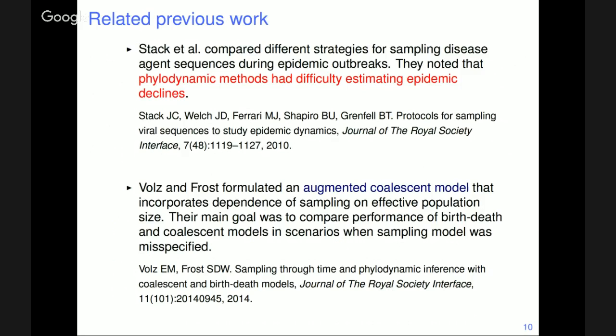Should we sample just uniformly across time? Should we target certain regions, maybe epidemic increase, so when we have increase in our number of infections, which in this application is a proxy for effective population size? They tried lots of different things, and they have a lot of interesting things to say, but in terms of what's relevant for us, they said it's actually kind of difficult to estimate epidemic declines. I want to highlight that because we will see a similar or related point in the results that we have.